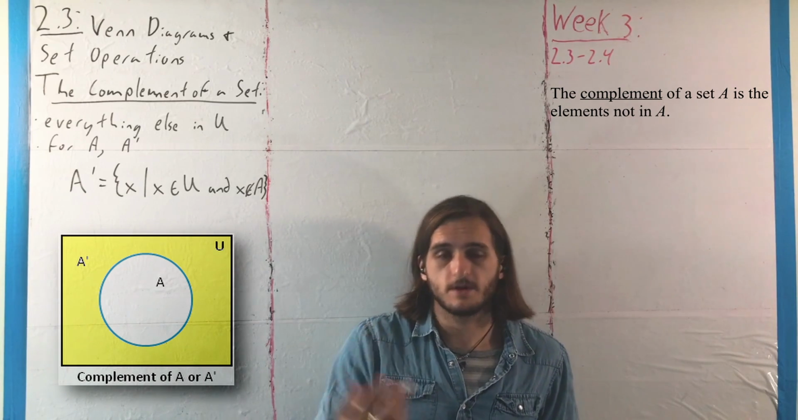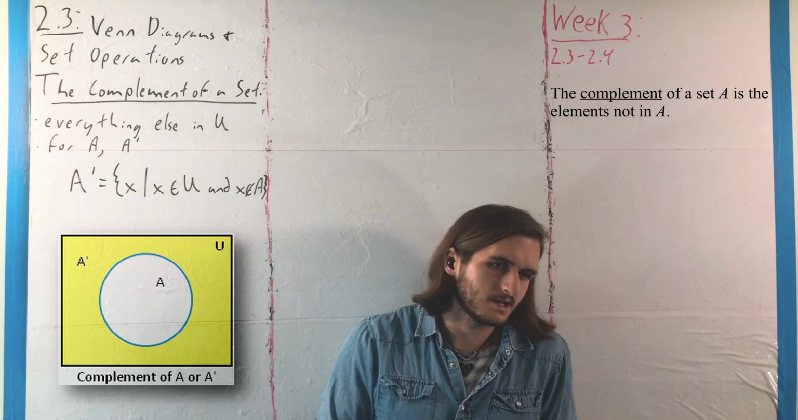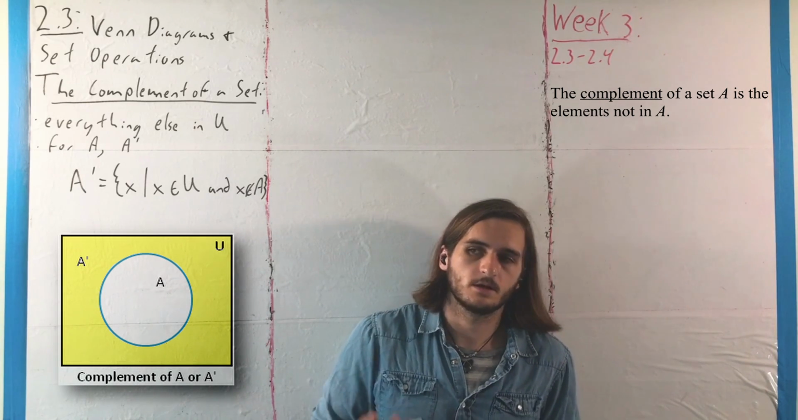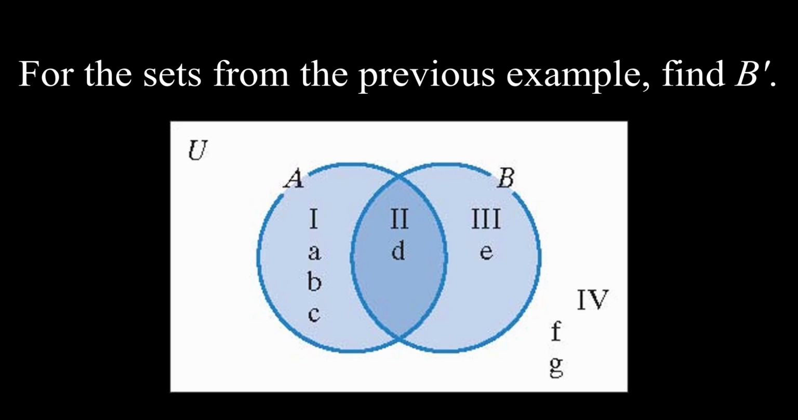Anyway, now that we have a brief idea of what a complement is, let's actually take a couple of examples, because it's a lot easier to understand complements with that concreteness than to just get the definition. So for our first example, we're going to use the previous examples of sets A, B, and U, and we want to find B complement.